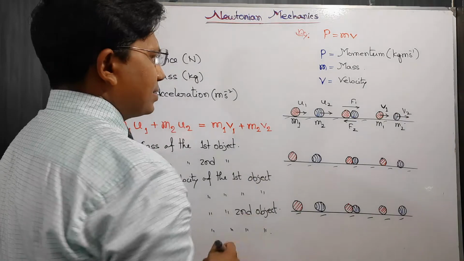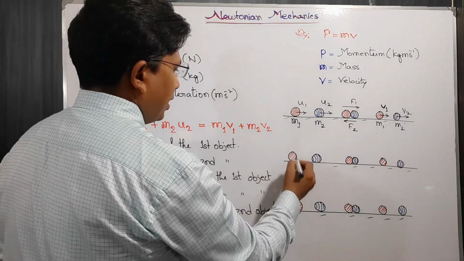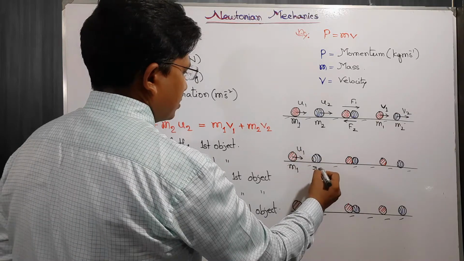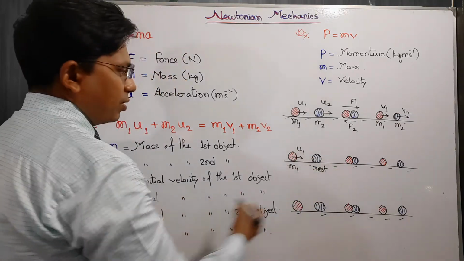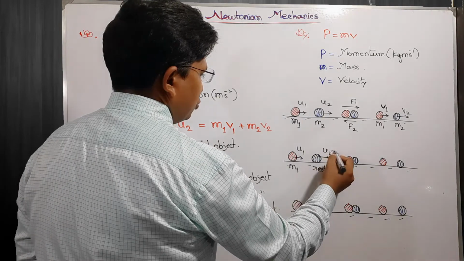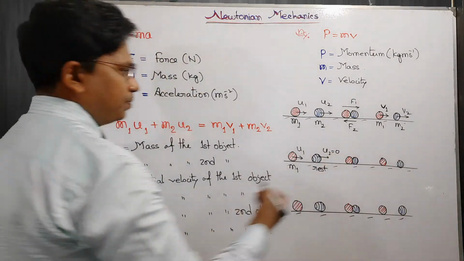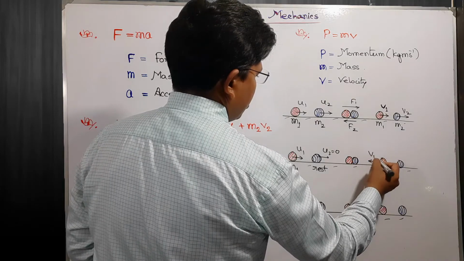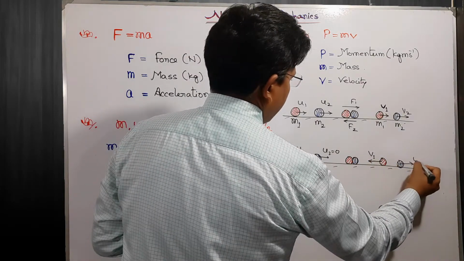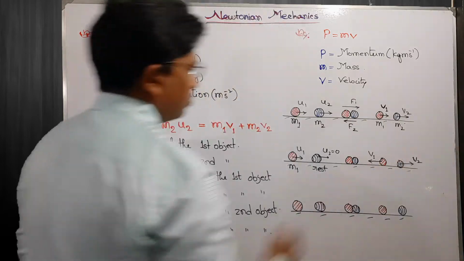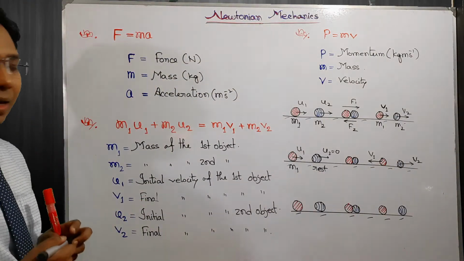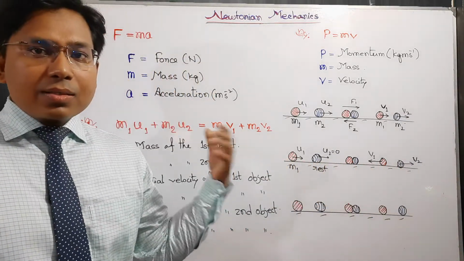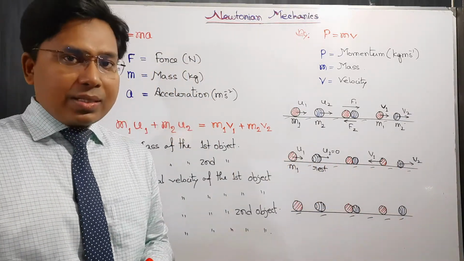In the second case, the body m2 is at rest, so you consider that the velocity u2 is 0. After collision, the first object can move backward and the second object moves forward. What happens, and how can you confirm which velocity is a positive quantity and which velocity is a negative quantity?